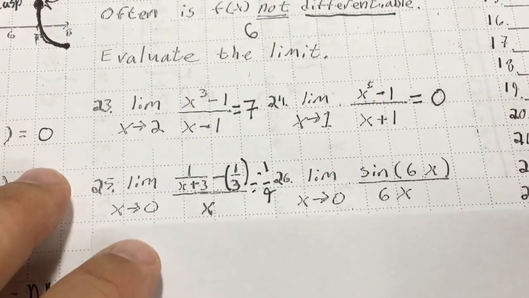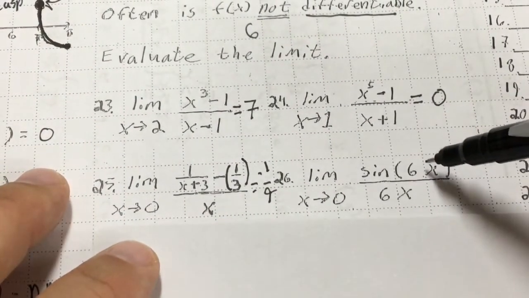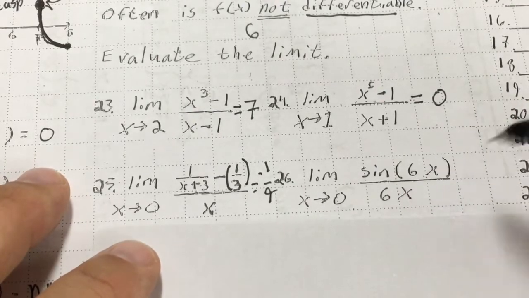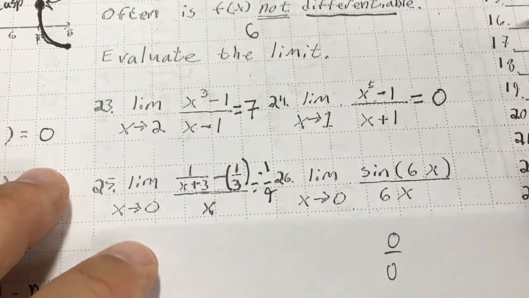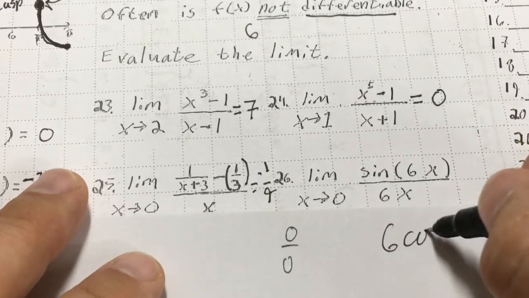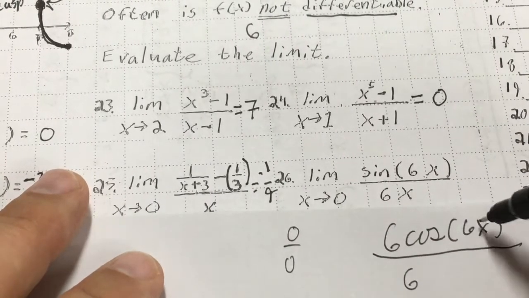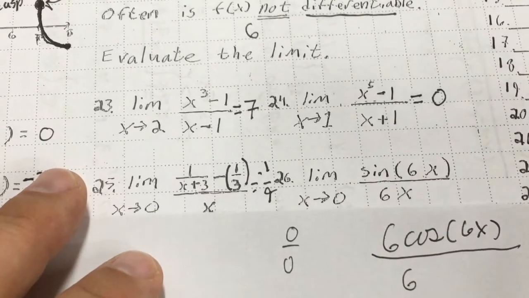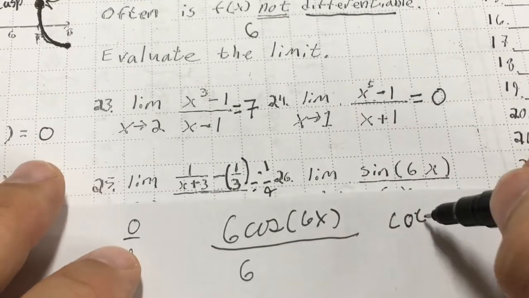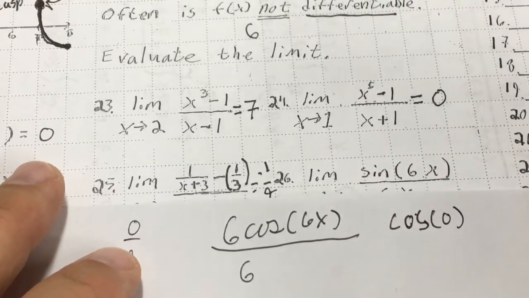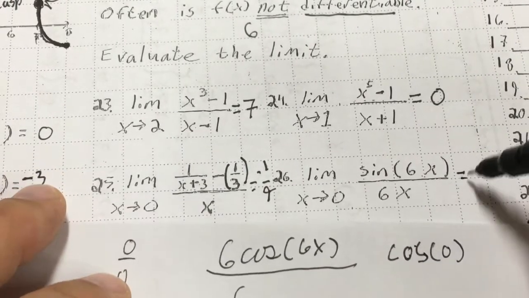For this one, again, I know the shortcut. When I directly solve in 0, I get sine of 0, which is 0, over 6 times 0, which is 0. 0 over 0 means I can implement L'Hopital's rule. So I take the derivative of the top, which is 6 cosine 6x. And the derivative of the bottom is 6. Notice this goes to 1. And when I let x go to 0, that's going to give me cosine of 0. And cosine of 0 is 1. So this is just going to go to 1.